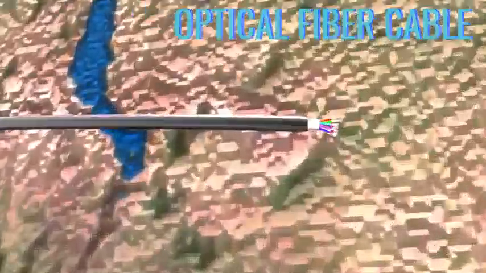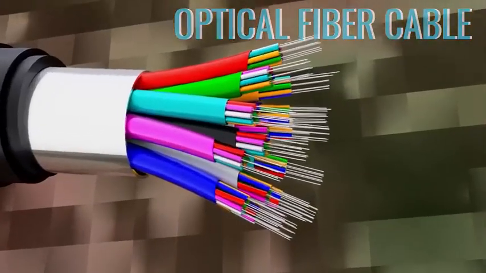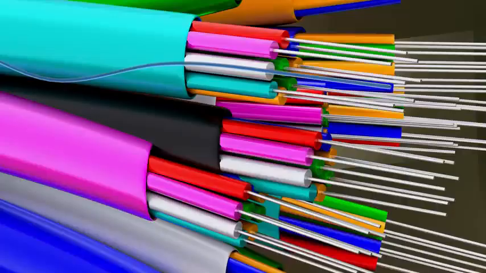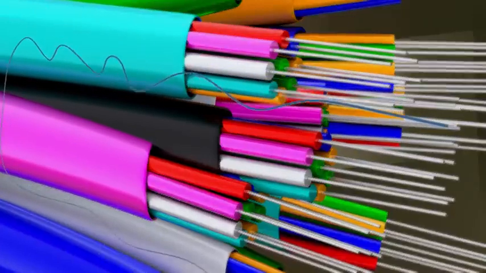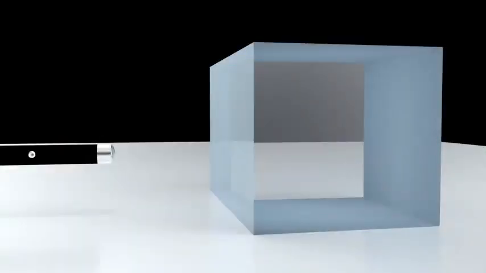Let's learn how optical fiber cables work and how they have revolutionized the world around us. Optical fiber cable is made up of thousands of fiber strands, and a single fiber strand is as thin as a human hair. Optical fibers carry information in the form of light. Let's first learn some fundamental behaviors of light to understand the workings of optical fibers.